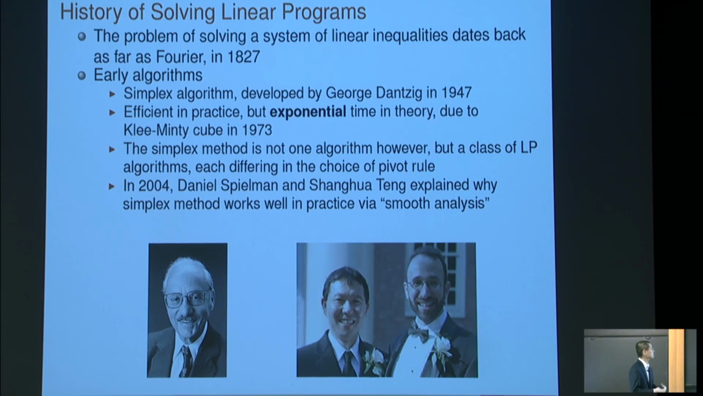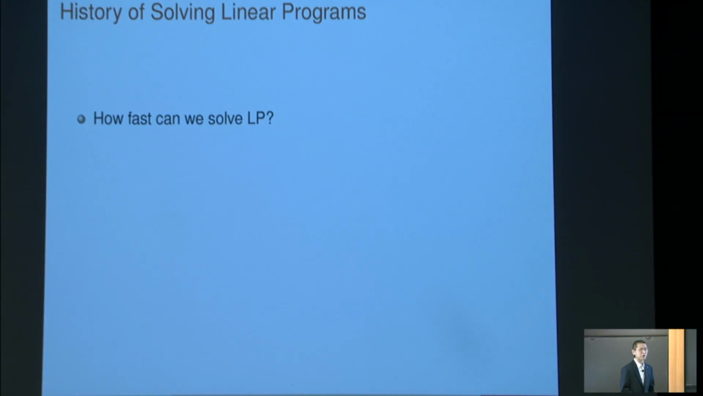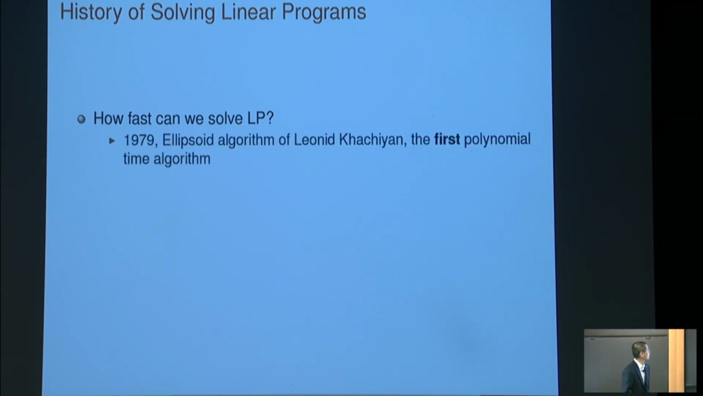Even once we understand this simplex algorithm, there is still the question of how fast we can solve LP. Eventually we want to know how long it takes to give the optimal solution of an LP. In 1979, the ellipsoid algorithm was the first to give a polynomial time algorithm. But the problem is that it has very, very bad performance in practice. Even after it came up, no one was using it, and people still use the simplex algorithm because it works very well in practice.